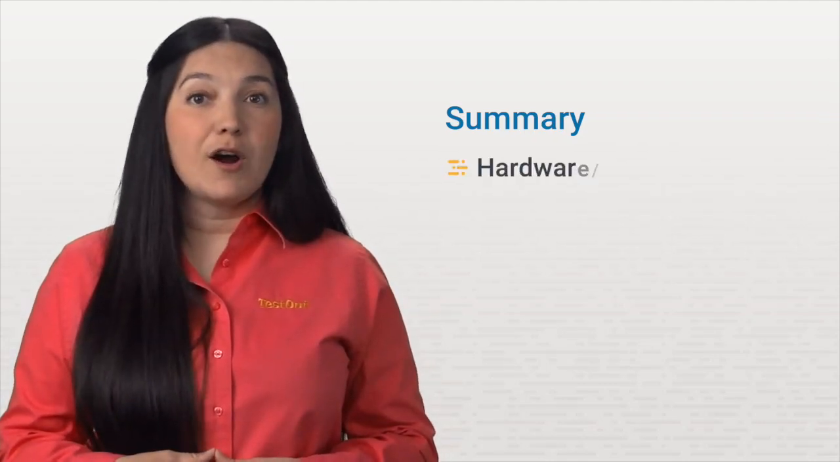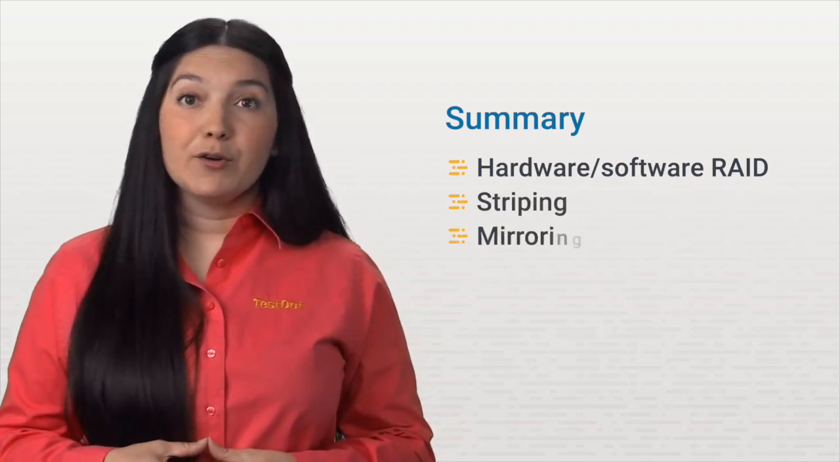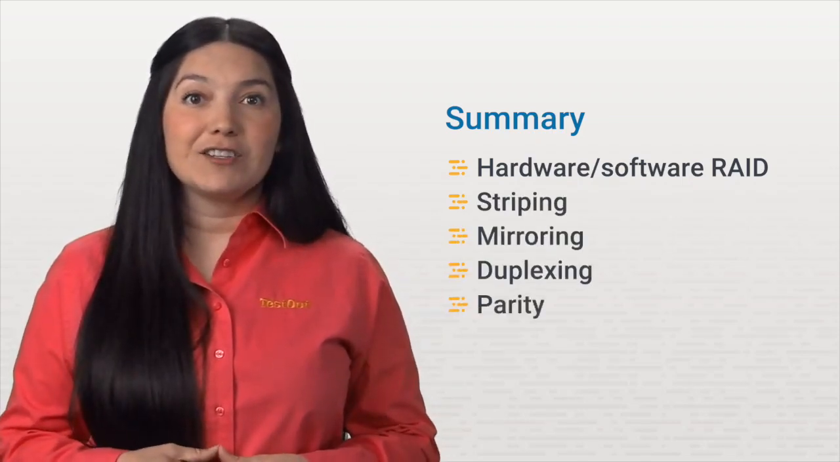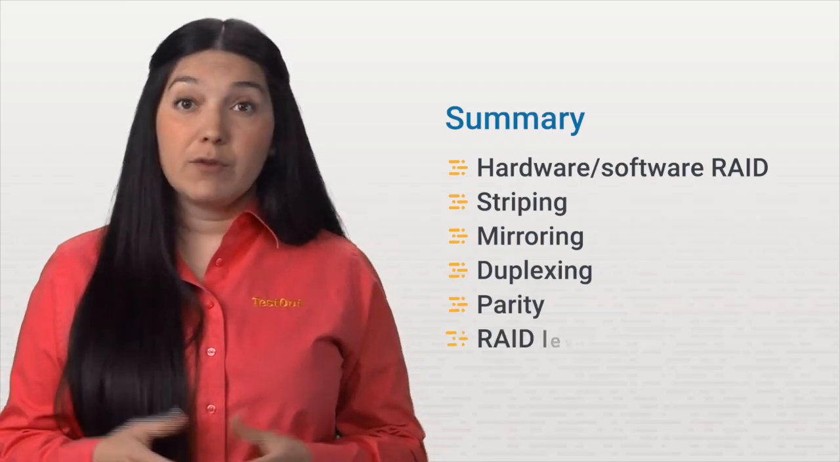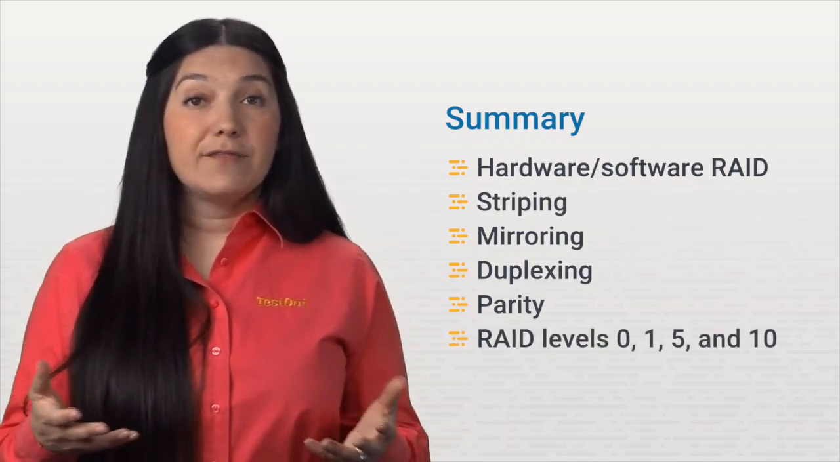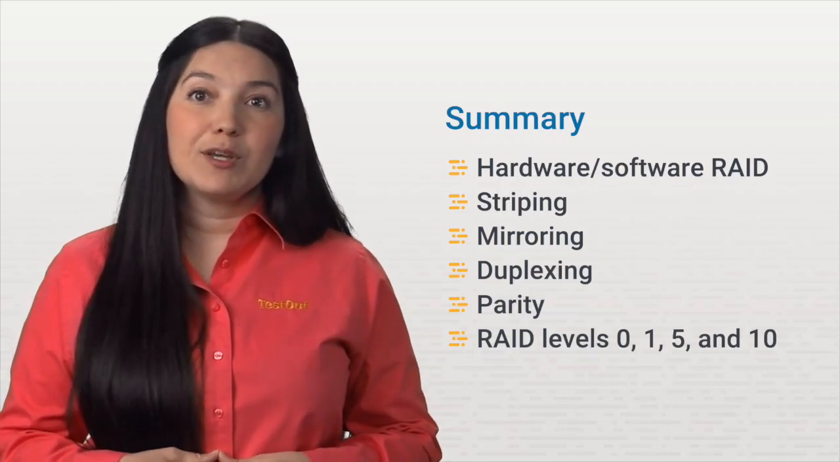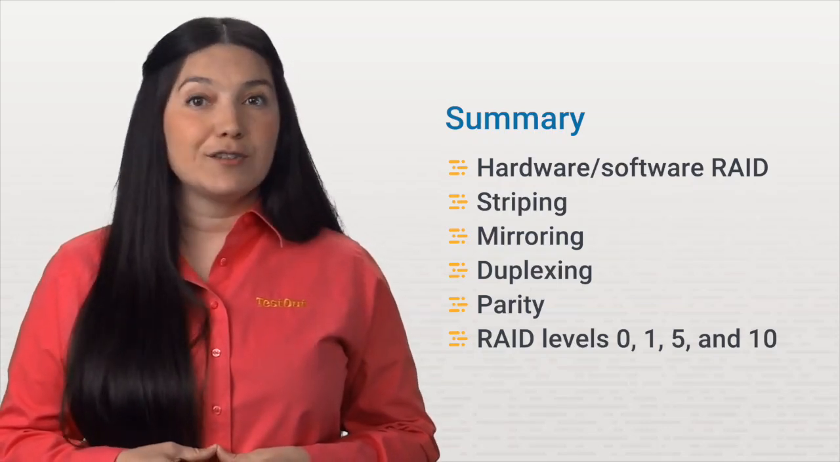Well, that's it for this lesson. In this lesson, we discussed how you can configure a RAID system using hardware and software. Then we discussed disk striping, mirroring, duplexing, and parity. And we matched each of these technologies to their respective RAID levels, RAID 0, 1, 5, and 10. Depending on what you're looking for, a RAID configuration can bring you the speed, redundancy, and fault tolerance you need.